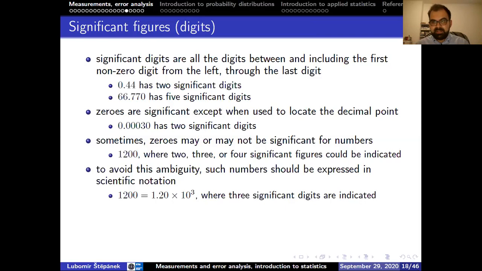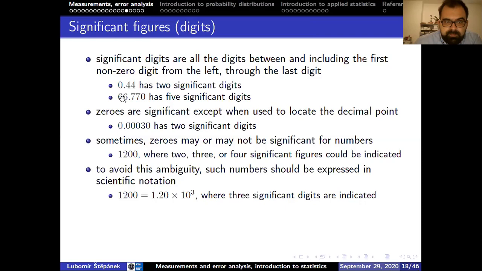So let's take a look at some examples. 0.44 has two significant digits. The first non-zero digit, this is just zero, so the first non-zero digit is this leftmost 4, after the decimal dot, and through the last digit, so 4 and 4. There are just two significant digits. Yeah, easy.